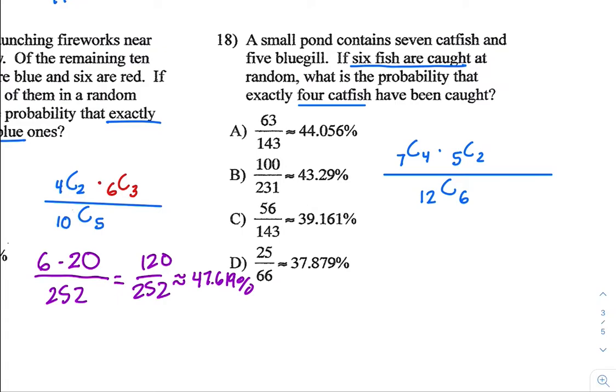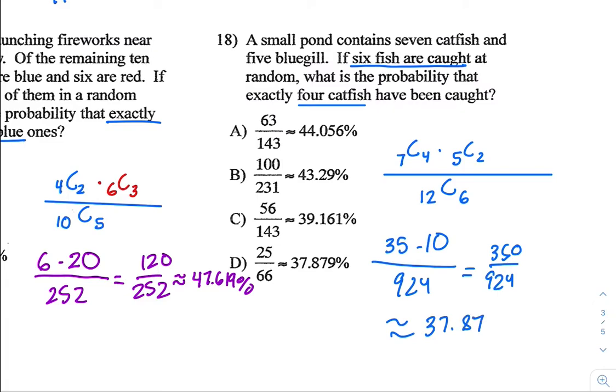So, 7 choose 4. We should have gotten 35 times 5 choose 2. Should have gotten 10. And 12 choose 6. Should have gotten 924. 350 out of 924, which means you should have gotten 37.879%, which is going to be D. Okay.